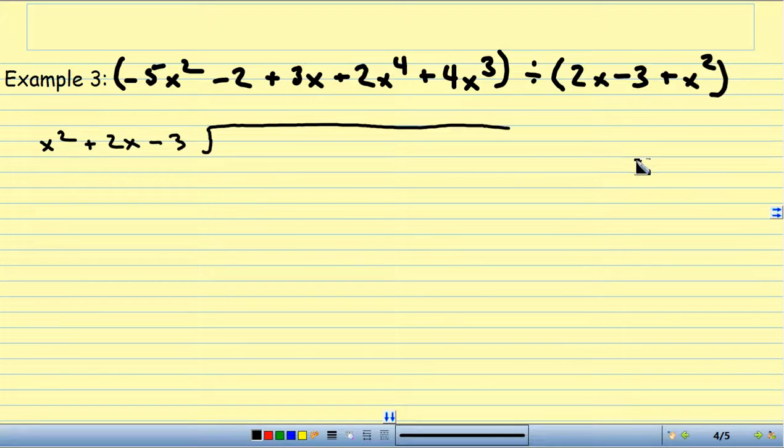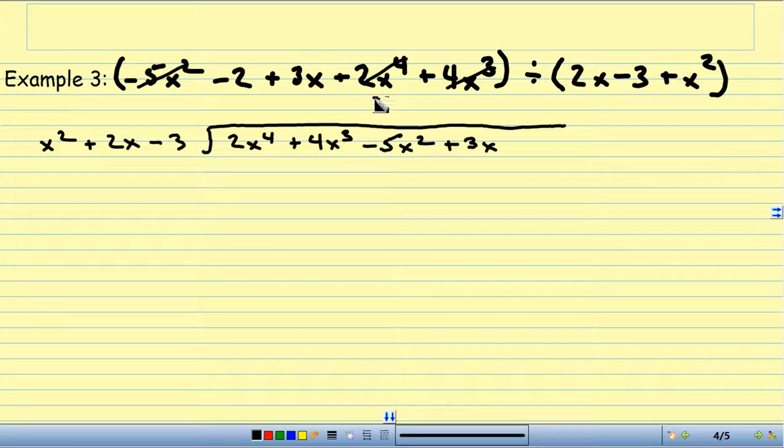And that goes into, I have 2x to the 4th. And I'm just going to cross it out so I can keep track. Plus 4x cubed minus 5x squared plus 3x minus 2. So, same concept. First term, first term.